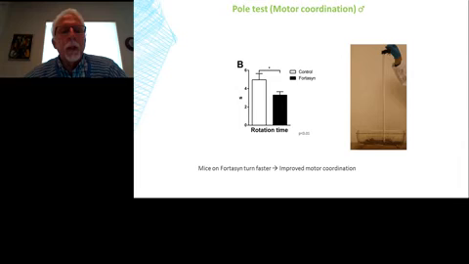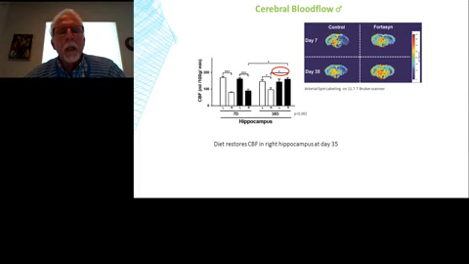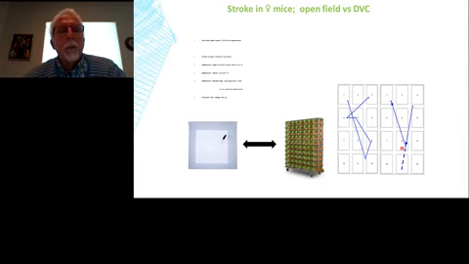The pull testing on this, mouse on the forced diet turned a little bit faster, and they had improved motor coordination. And actually with the cerebral blood flow, what we're seeing here is that there was an increase of cerebral blood flow with the forced diet at day 35 in the right hemisphere, right hippocampus, with the animals that way. So the question came up, well, what about the open field results, and could there be a better way to look at this, maybe with the DVC?